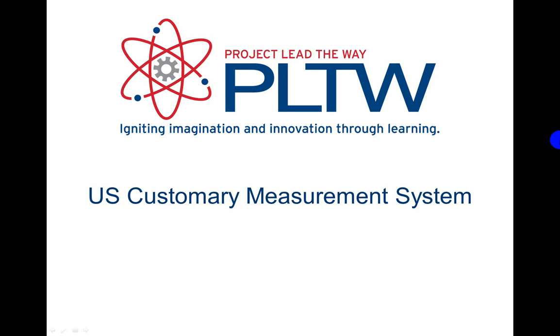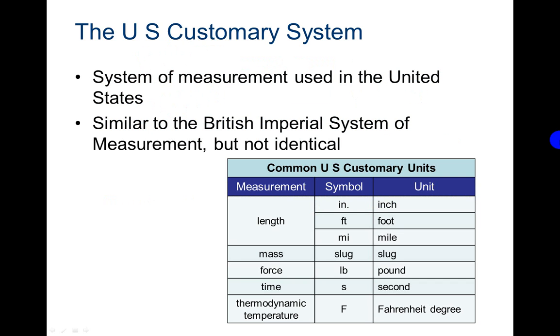Alright, in this video I'm going to go over the US Customary Measurement System. The US Customary System is similar to the British Imperial System of measurements, but it's not identical because at one point they made a few changes in definitions in the British Imperial System, and they didn't make those in the U.S. Customary System. The United States is the only industrialized nation that still uses the U.S. Customary System, though. So with length, we measure in inches, feet, and miles.